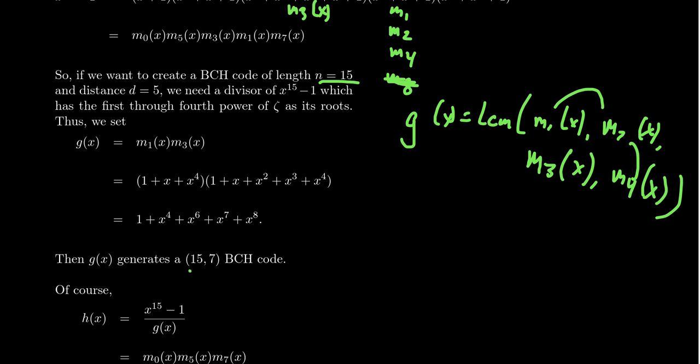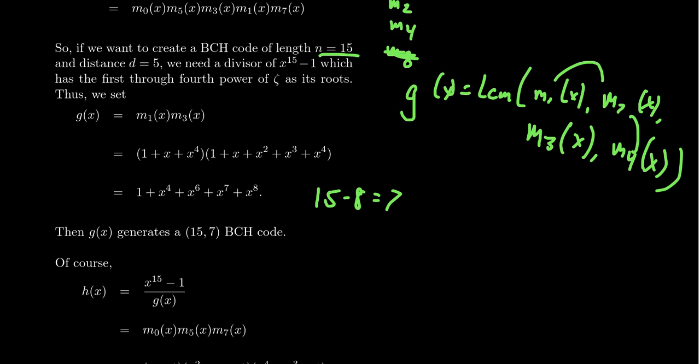So our encoded messages have length 15, but then we can encode 7-bit messages using these. Now remember, how did we end up doing that? Well, g of x is a degree 8 polynomial, and you get 15 minus 8 is equal to 7. So we can encode 7-bit messages by multiplying by g of x right here. We've seen this previously. So this gives us a 15-7 BCH code. Its minimum distance is going to be at least 5. It could be better than that, but it's at least 5, all right?